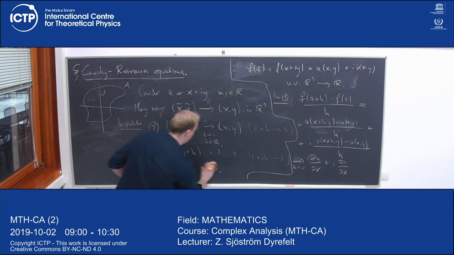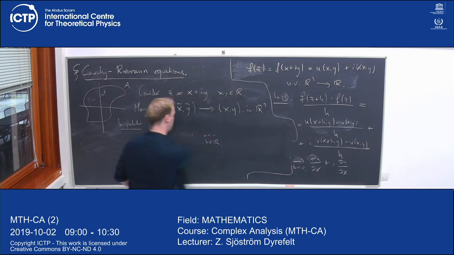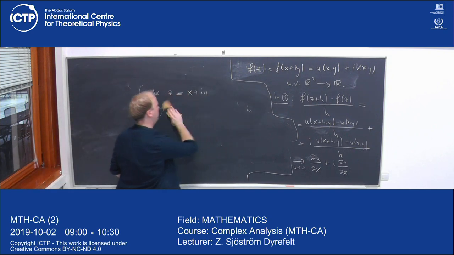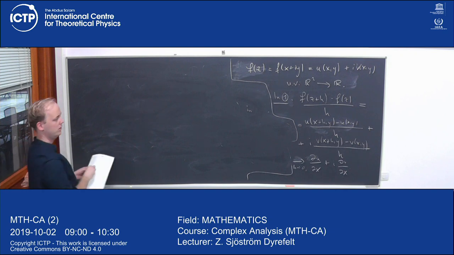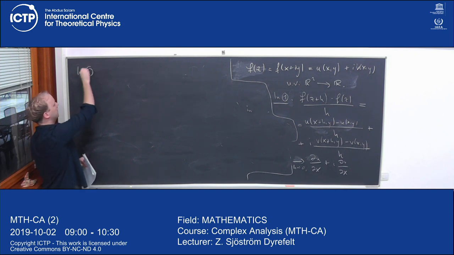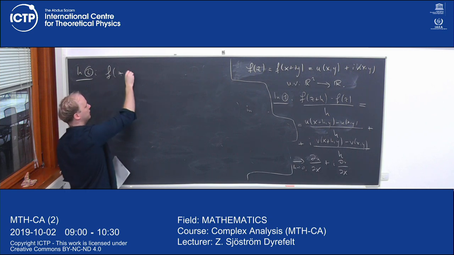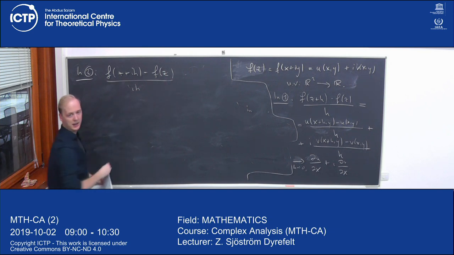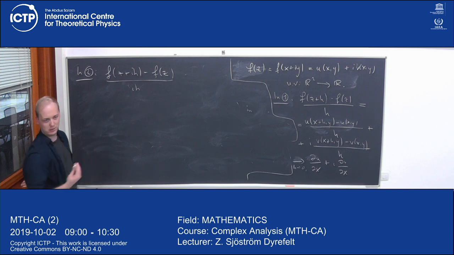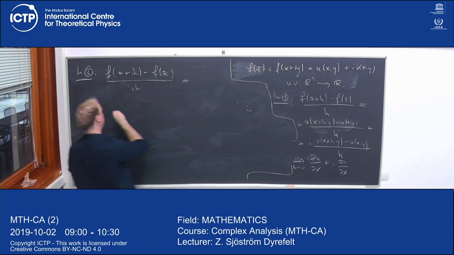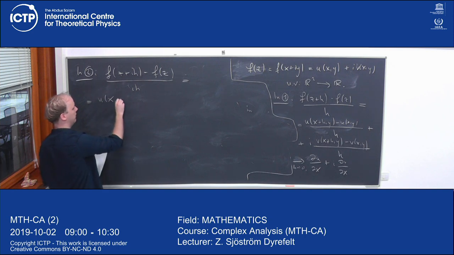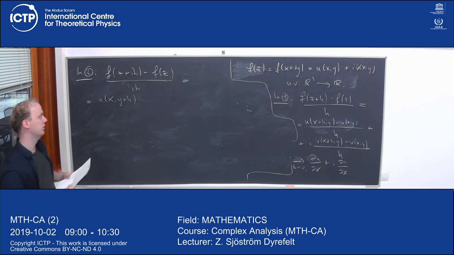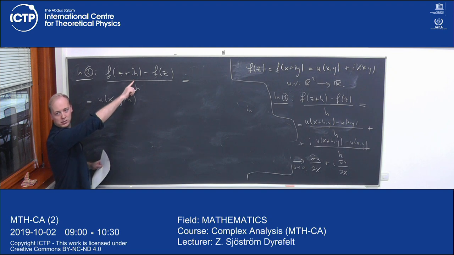Very good. And now we look at the second case. Now we approach this point z from another direction. So in the second case, we look at f of z plus ih minus f of z divided now by ih, where h is a real number, and we want this to go to zero. So let's see what this is. So this is equal to u of x, y plus h. Is this clear? Because of course now I'm moving only in the y direction.